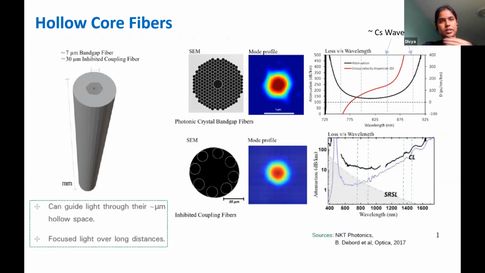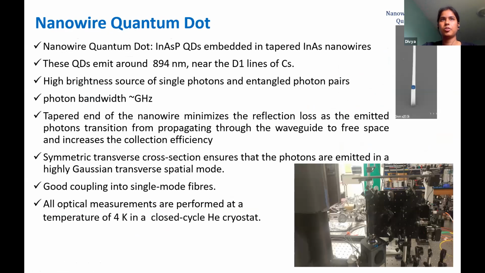Before going into this wavelength conversion scheme, I just want to explain where we are getting these single photons from. This is a nanowire quantum dot, which is an indium arsenide phosphide quantum dot embedded in an indium phosphide nanowire. These quantum dots emit around 894 wavelength, which is the D1 line of cesium atom, and they offer a bright source of single photons and entangled photon pairs, on demand. In comparison to other quantum dots, like self-assembled quantum dots, their bandwidth is not that broad, approximately less than 1 gigahertz.